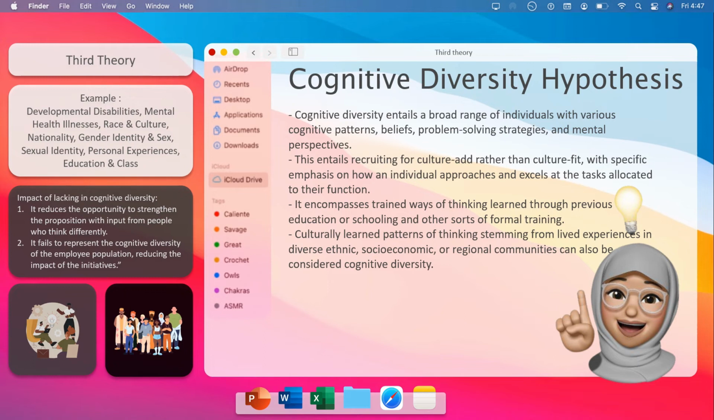As you can see in the boxes on the left, examples of cognitive diversity demographics include developmental disabilities, mental health illness, race and culture, nationality, gender identity and sexual identity, personal experiences, education and class. These are the impacts if the organization is lacking in cognitive diversity. It reduces the opportunity to strengthen the proposition with input from people who think differently. It fails to represent the cognitive diversity of the employee population, reducing the impact of the initiative.